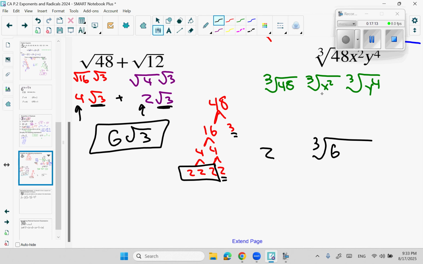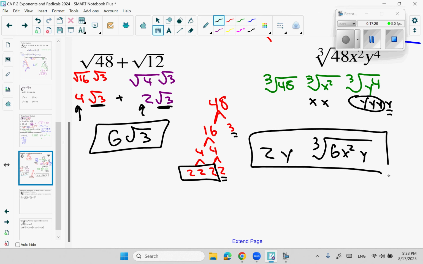Looking at my next thing, I have 2 x's. I can't make a group of 3, so they both stay on the inside. And here I have y to the 4th, so I get 4 y's. I can make one group of 3, so I can take that outside, and one's left on the inside. So this can be broken down as 2y cube root of 6x squared y.